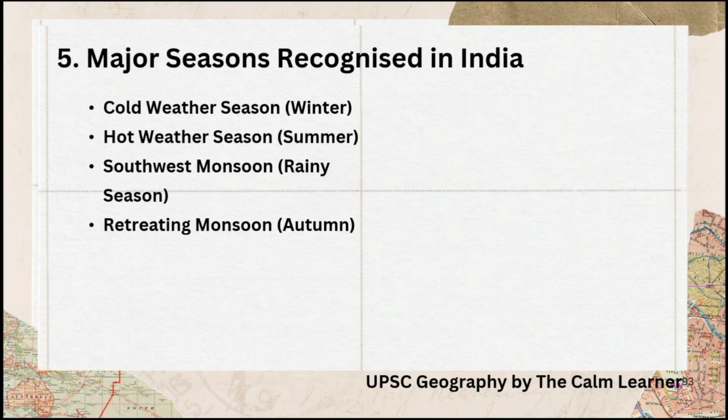Now, let us talk about seasons. India experiences different seasons mainly because of the monsoon system. These seasons are not random, they are a result of pressure differences, wind circulation, and land sea contrast, which we will discuss in further videos. There are four major seasons recognized in India. These are the cold weather season, the hot weather season, the southwest monsoon season, and the retreating monsoon season. Let us understand each of these seasons one by one.